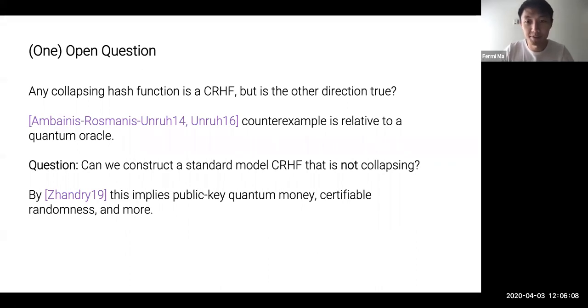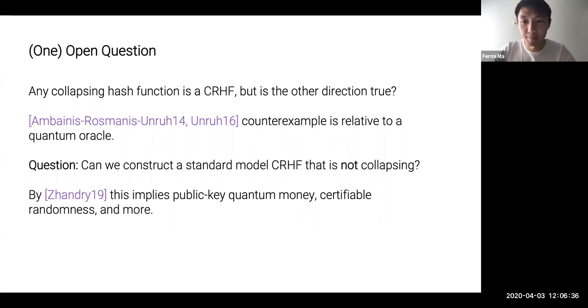certifiable randomness, which is different from the notion that recent works of Ermila and Zvika and others have considered. This is non-interactive, whereas I think theirs are interactive, and this certifiable randomness is publicly verifiable, although you need a quantum verifier.